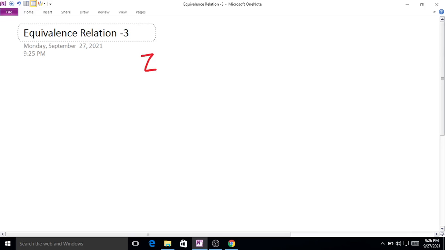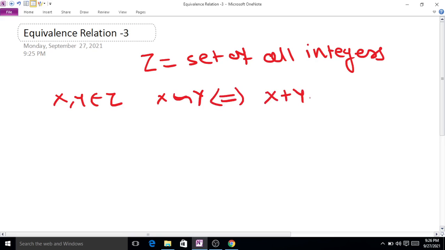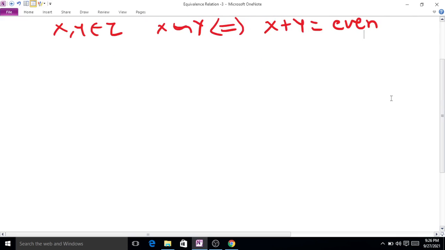Let Z be the set of all integers, and for any x, y belongs to Z, define the relation x related to y if and only if x plus y is an even integer. Check whether the given relation is an equivalence relation.